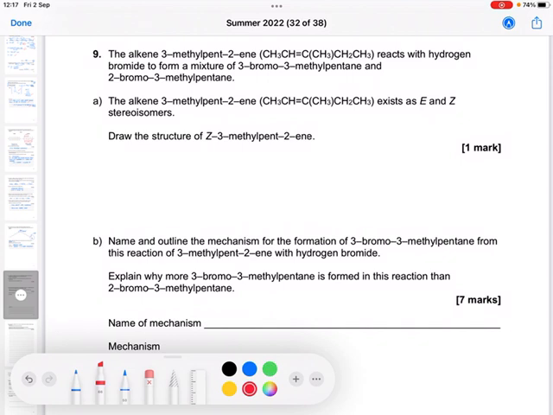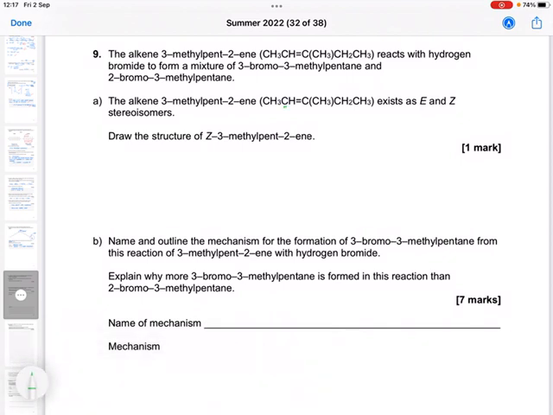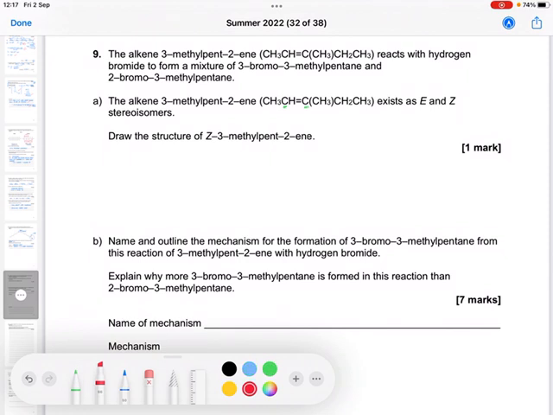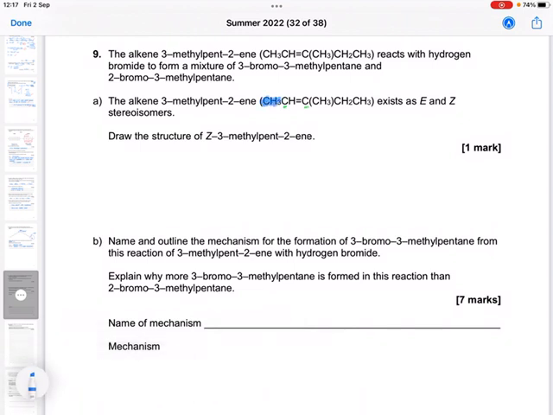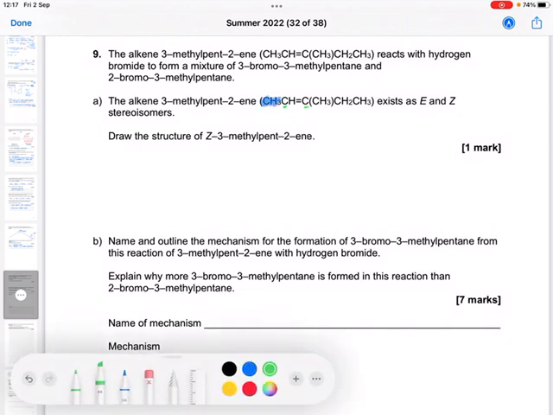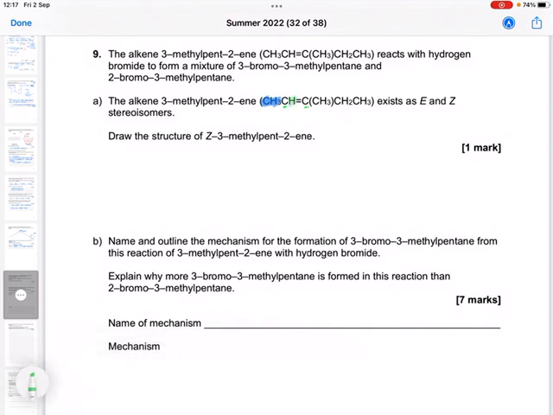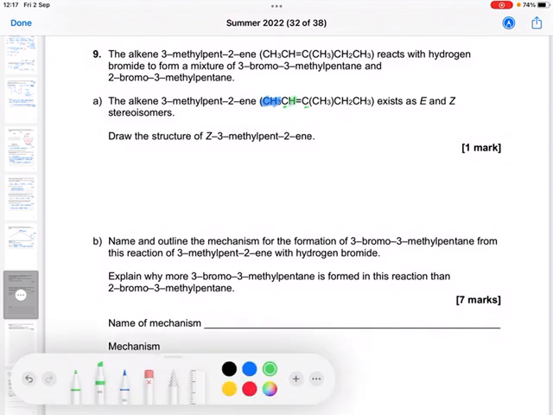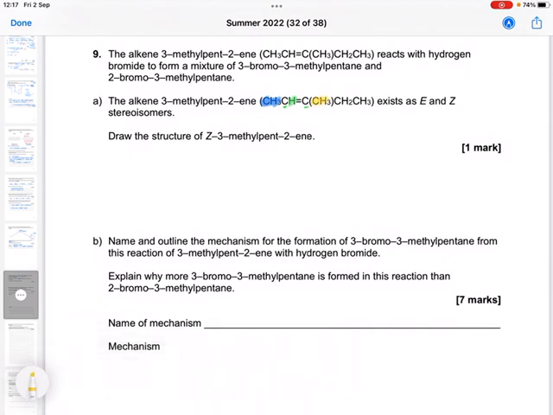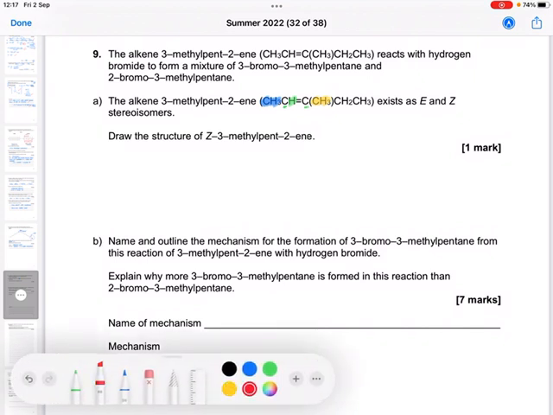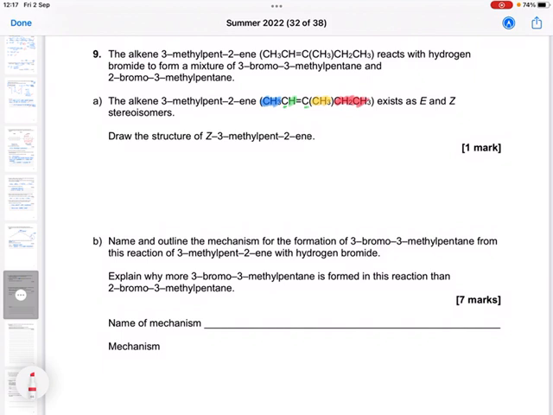So I'll use a pen to underline the carbons in the carbon-carbon double bond. So there's one there and there is one there. And what I'm going to do now is highlight the groups in different colours. So on the left-hand carbon, I have a methyl. I also have a hydrogen. And on the right, I'll do these in different colours, I also have a methyl on the right, and I have an ethyl.